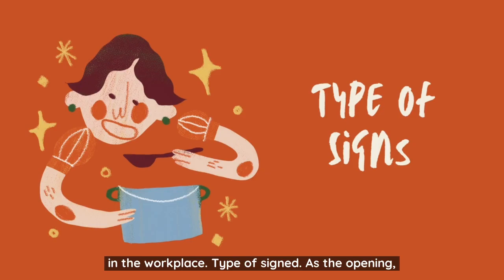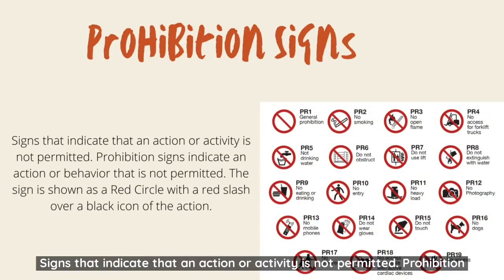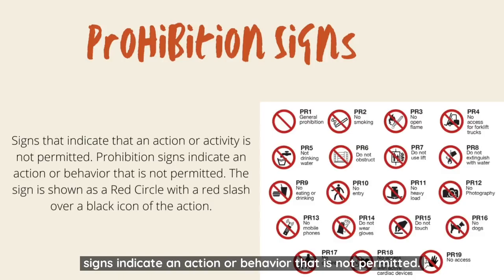Types of signs. As the opening, we have prohibition signs. Signs that indicate that an action or activity is not permitted. Prohibition signs indicate an action or behavior that is not permitted. The sign is shown as a red circle with a red slash over a black icon of the action.